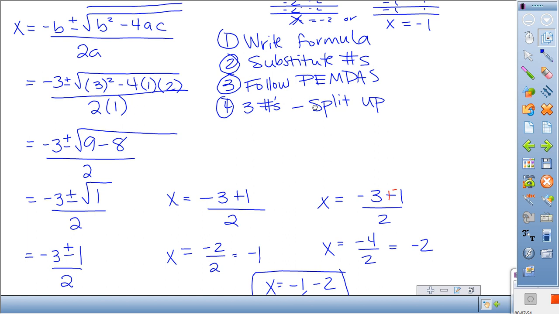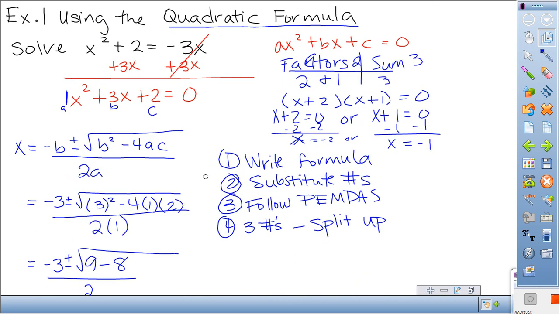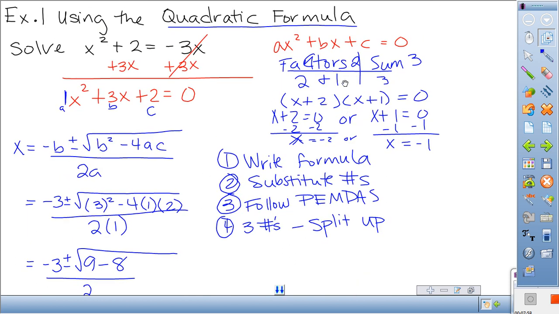Negative 1, negative 2. Now I know that this seems like a whole lot more work than factoring, and it is. And that's why we usually don't use the quadratic formula unless your equation is not easily factorable. Since this one was, I probably would have just factored instead of doing the whole quadratic equation. But when it's a polynomial that's not easily factored, the quadratic formula is a good way to go.